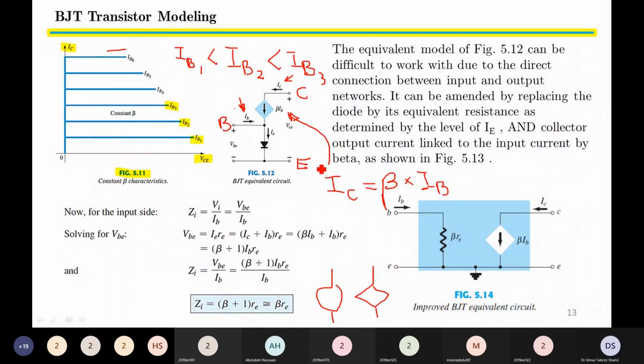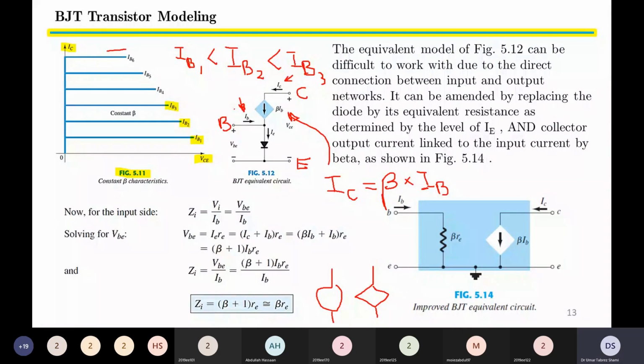However, figure 5.12 is a rather difficult to understand model for the BJT because of the direct connection between input and output networks. Hence, we can amend the circuit by replacing the diode by its equivalent resistance and the collector output linked to the input current by beta as shown in figure 5.13.